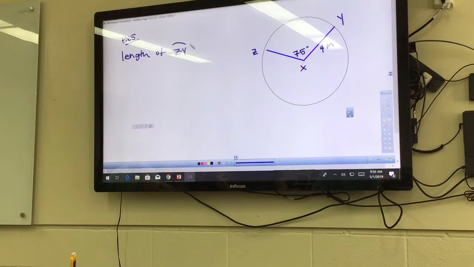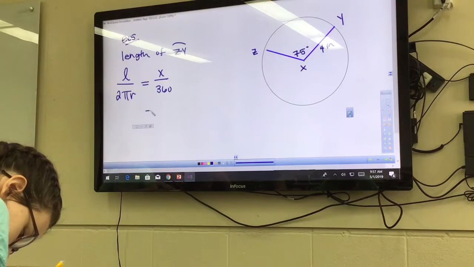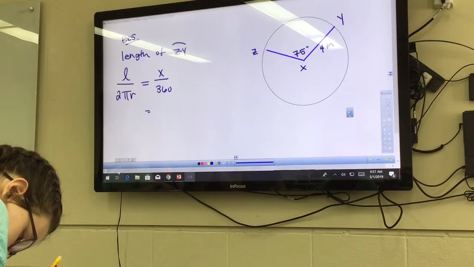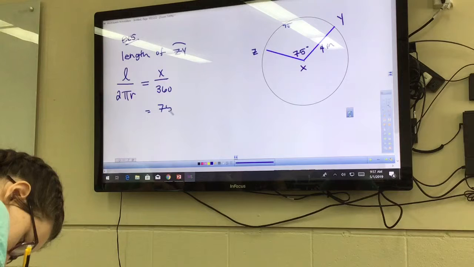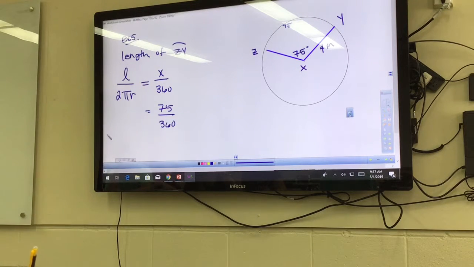Okay, so the length of ZY, we learned that it is L over what? 2 pi r is equal to x over 360. So what is the degree of the arc? 75. This is 75 degrees. So I would say 75 over 360 is equal to 4 over, would it be... So do I know L yet? No, because you're looking for the whole length. Right, I'm looking for the length of the arc. I'm looking for ZY, the length of ZY.